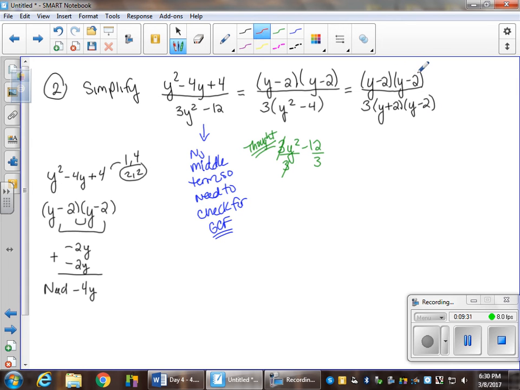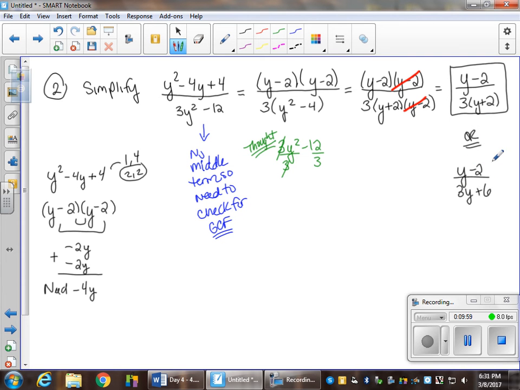If you'll notice, I have factors in common, so those can cancel. And my final answer, y minus 2 over 3 times y plus 2. Now, Alex will accept this as an answer, or if you really want to, you can distribute that too. Y minus 2 over 3y plus 6. Okay, Alex will accept either. Okay, number 3.